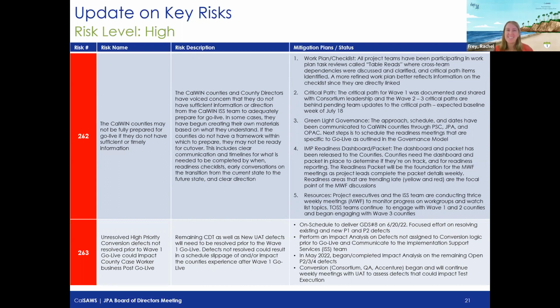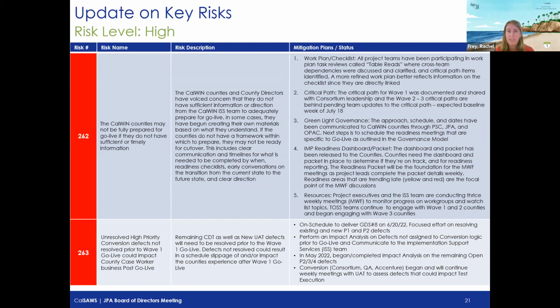Yes. On wave 2, we also have the work plan and the checklist baselined, as well as a critical path for wave 2. We have just completed the work plan, the checklist, and the critical path baselining for wave 3 as well. Those items are now in what we call maintenance mode, which we use on the project on a day-to-day basis for waves 2 and 3 as we move forward.